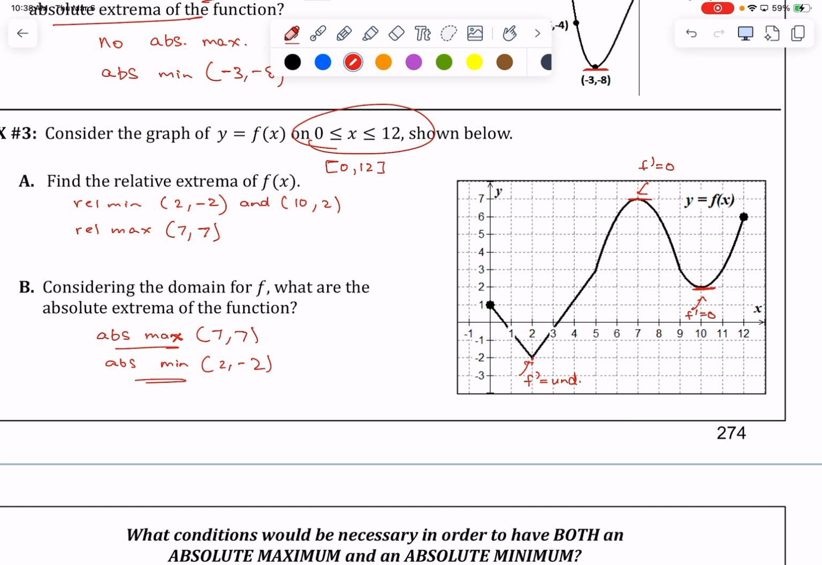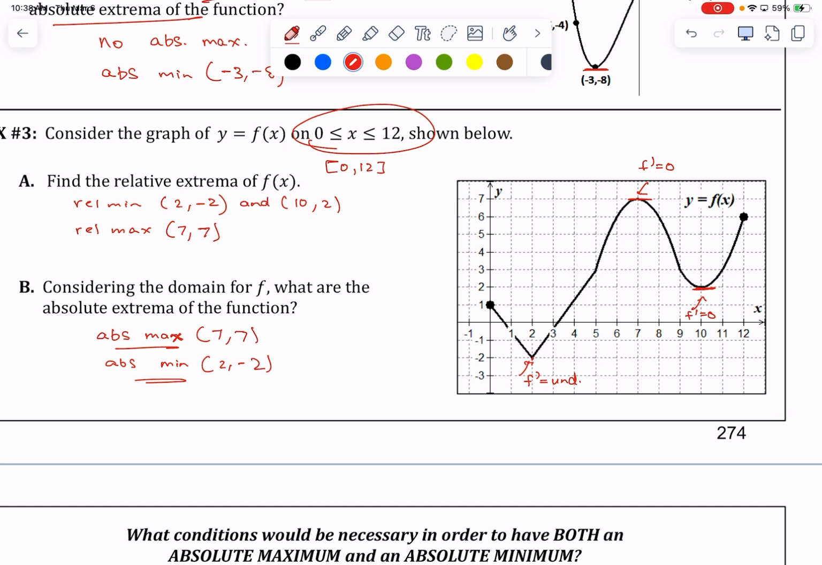Question? We don't put the endpoints for relative? No, endpoints never are considered relative. Good question. Only peaks or valleys. The only thing that's ever considered relative is peaks and valleys. Now, absolutes can occur at endpoints because absolute is just defined as what's the largest value and what's the smallest value.